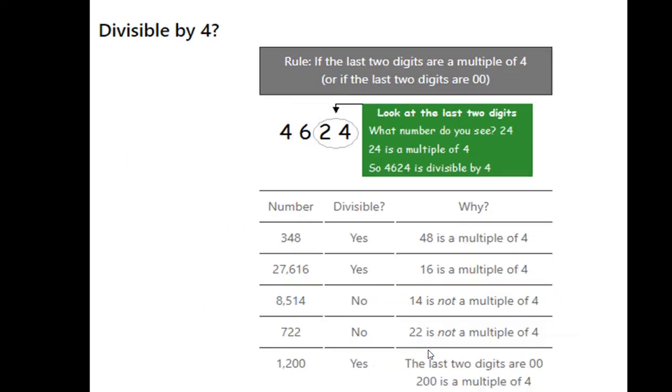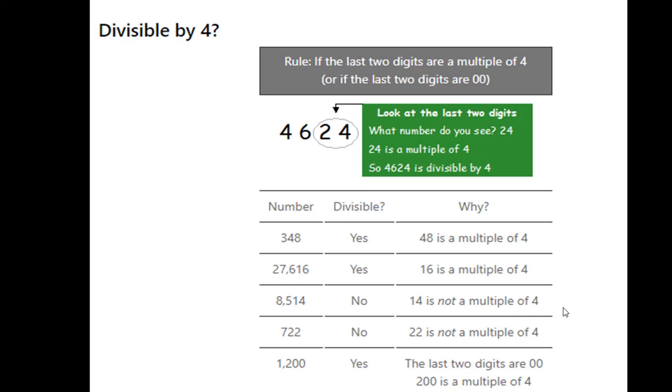Understood? Moving to the next one, divisible by 4. For finding out whether the number is divisible by 4, the rule is, if the last two digits are a multiple of 4, or the last two digits are 0 0. Either it should be 0 0 or the last two digits should be a multiple of 4, then the number is divisible by 4. We will look into the example now.